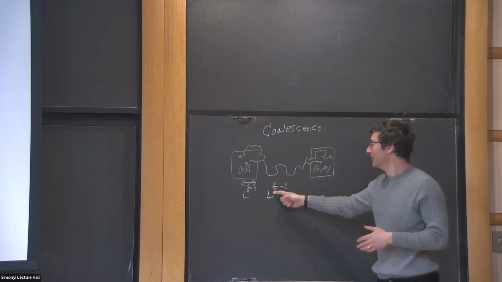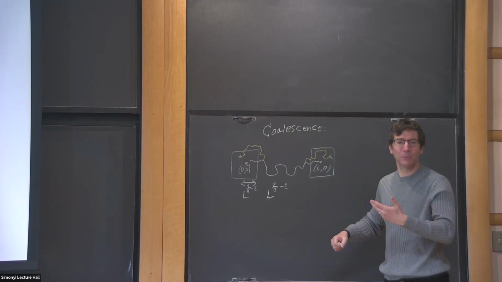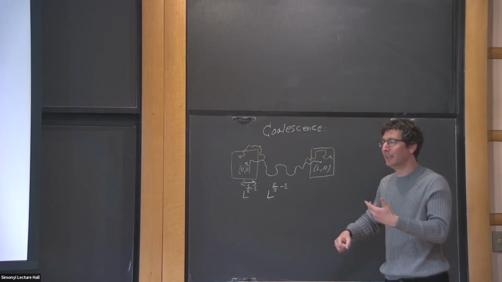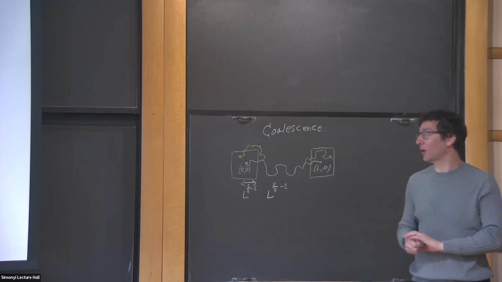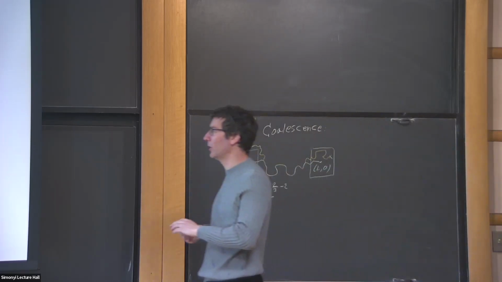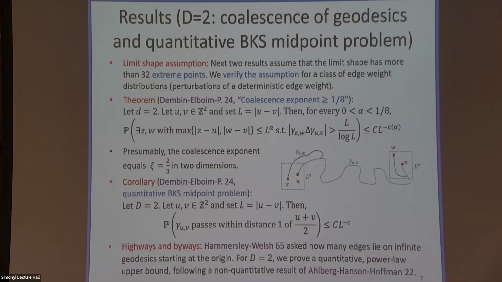But we don't know that they fluctuate on the scale 2/3. We only have the lower bound 1/(d+1), which in 2 dimensions is 1/3. We didn't even get that, but we got 1/8. So this is our result. First quantitative result on coalescence. First result actually of coalescence between two fixed points. And this is what is stated here.